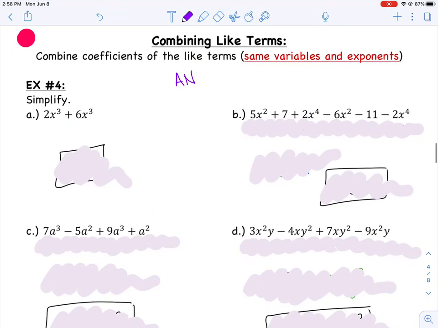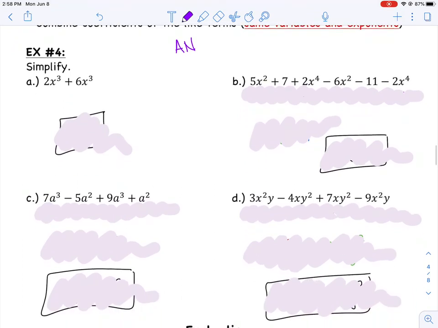For example, if you look at example number 4, it asks us to add 3x cubed plus 6x cubed. As long as they have the same variable with the same exponents, they're like terms and we can combine those. Remember, we do nothing with the exponents, we just add their coefficients. So 2x cubed plus 6x cubed will really be 8x cubed. Do the same thing for b. Combine all of that polynomial's like terms.